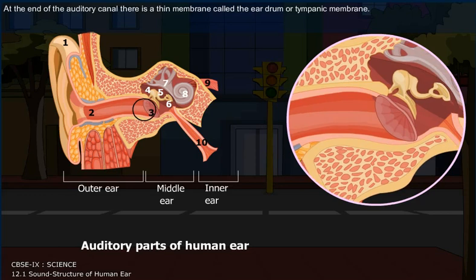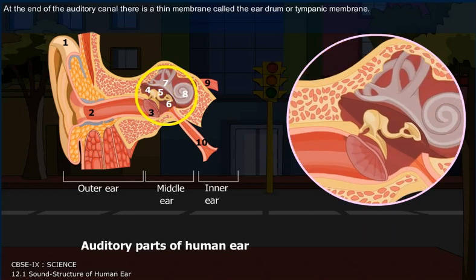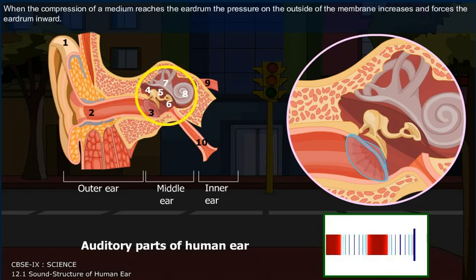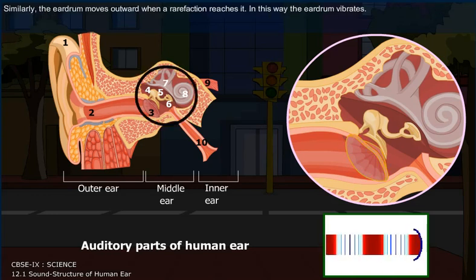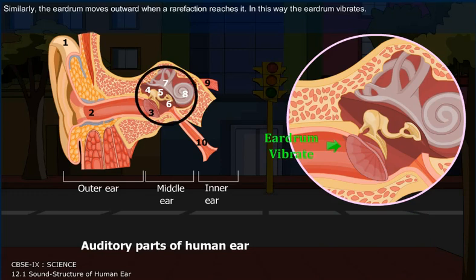At the end of the auditory canal, there is a thin membrane called the eardrum or tympanic membrane. When a compression of the medium reaches the eardrum, the pressure on the outside of the membrane increases and forces the eardrum inward. Similarly, the eardrum moves outward when a rarefaction reaches it. In this way, the eardrum vibrates.